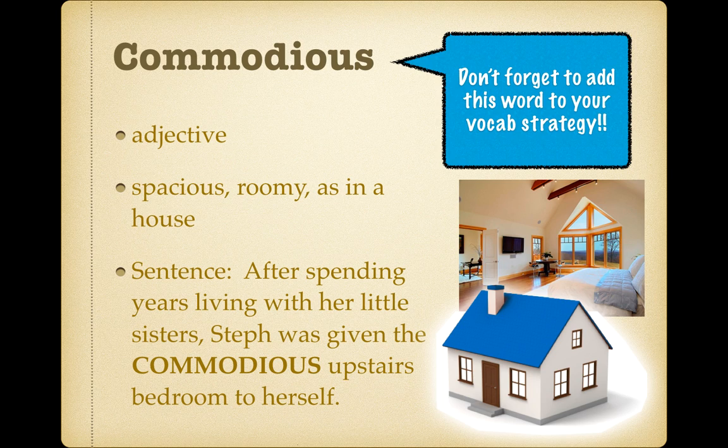After spending years living with her little sister, Steph was given the commodious upstairs bedroom to herself, the spacious or roomy bedroom. Mount Vernon, which we are actually going to see when we travel to Washington, D.C., is George Washington's house, and it is a commodious dwelling having spacious rooms with high ceilings, which you'll actually get to experience.